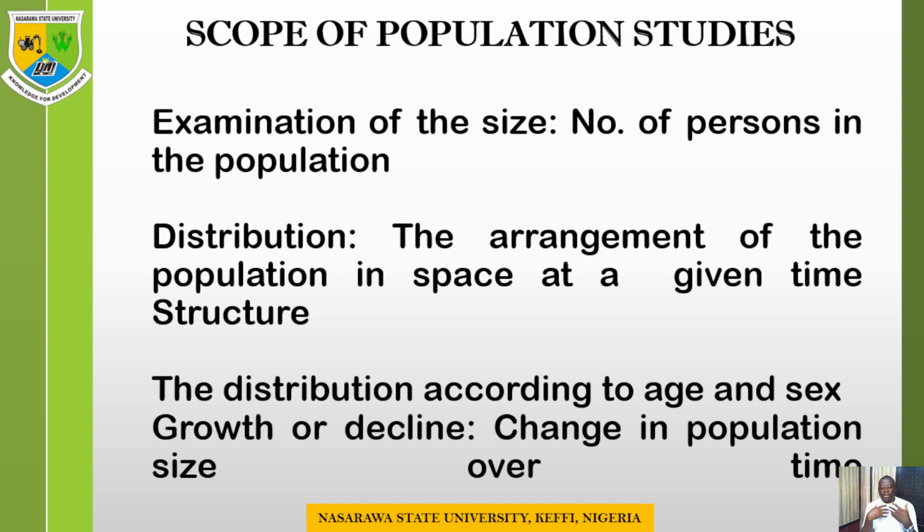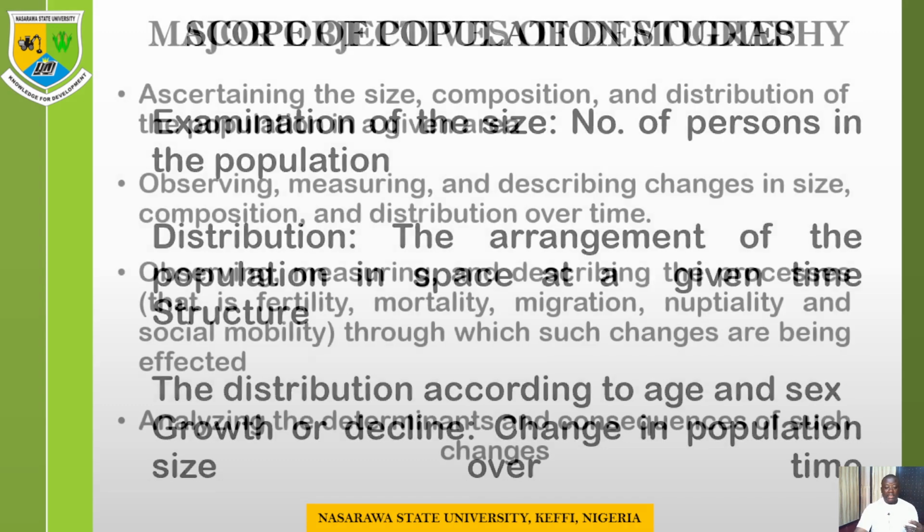Now, the distribution can be according to sex, can be according to age, and it can be growth or a decline, and the change in the population over time. So we are interested in all this.